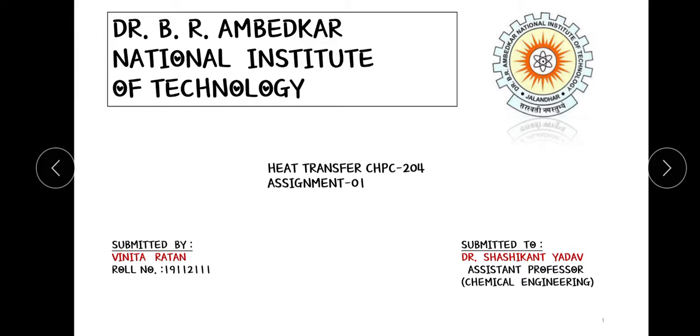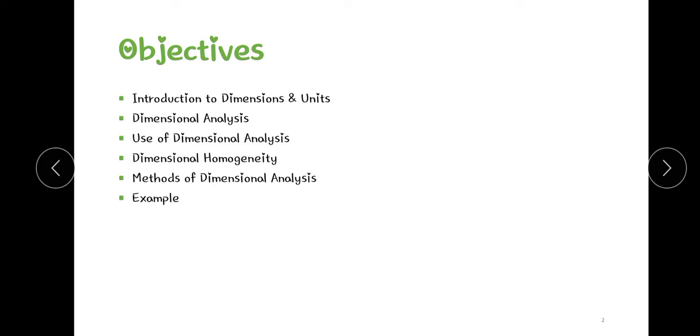So, let's start. The topic of the assignment is Buckingham pi theorem. Before we go, we will see the objectives of this video assignment. First of all, I will be discussing introduction of dimensions and units. Why dimensions and units? Because in the dimensional analysis, our main focus, our main concern is on the dimensions only. So, we will be discussing the dimensions and units, their introductions, type of dimensions and all other things.